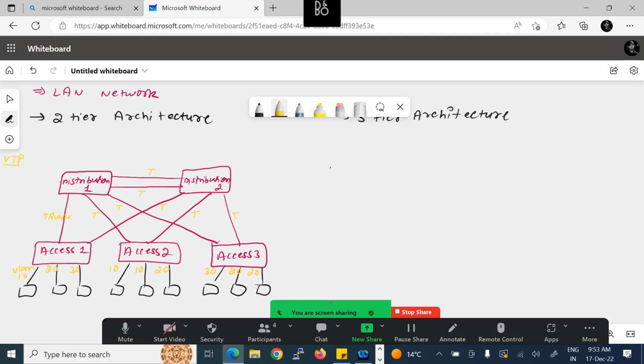All right. Then I will be configuring the routing, because I want to send traffic from VLAN 10 to VLAN 20 or VLAN 20 to VLAN 30. So for that we have to configure routing as well. To configure the routing, I will be creating SVI interfaces on the distribution layer switches, which are known as switch virtual interfaces.